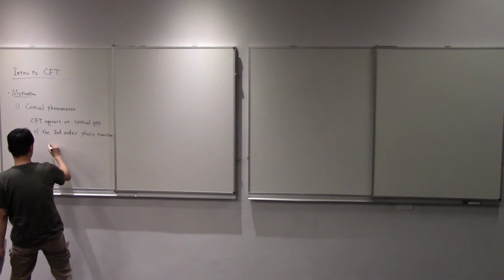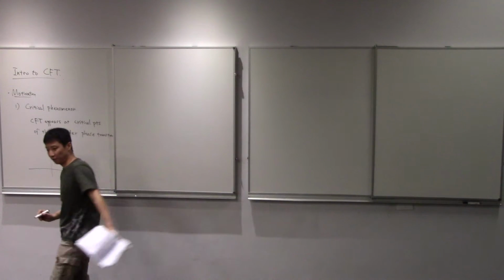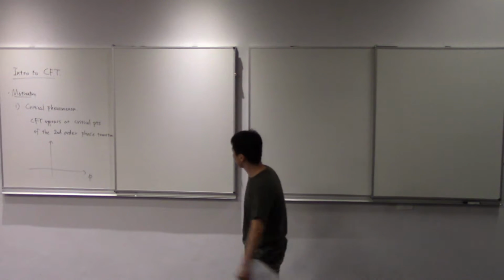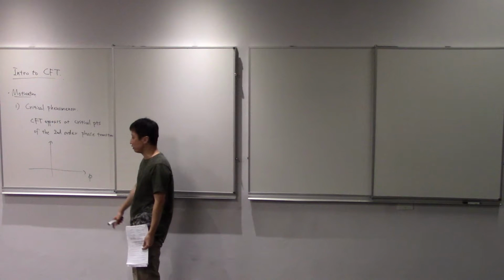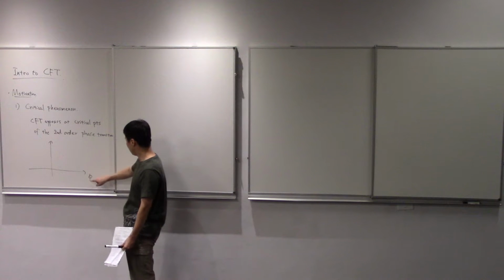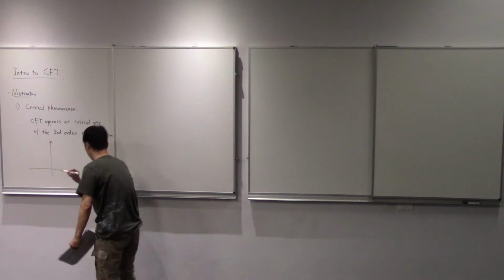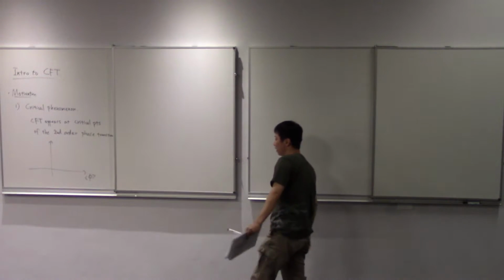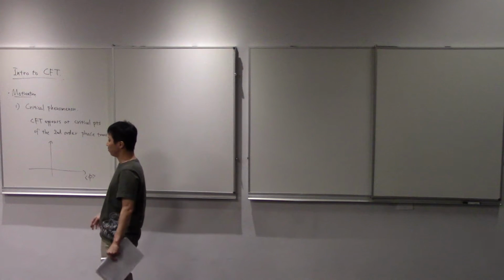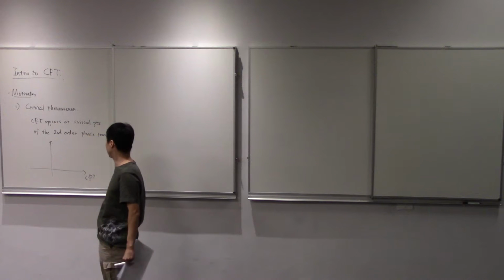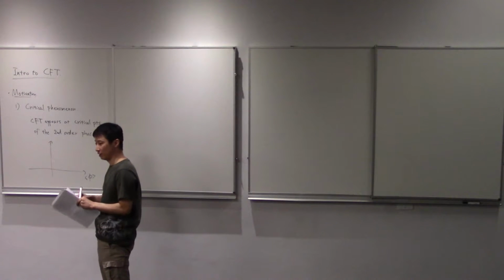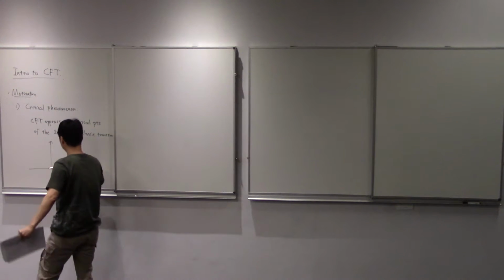Okay, so let me draw this. When you talk about phase transition, in many cases you have some order parameter, the vev of some field. Initially the vev is 0. But then as you change some external parameters of the theory, it can acquire a non-vanishing vev spontaneously. That's the phase transition.